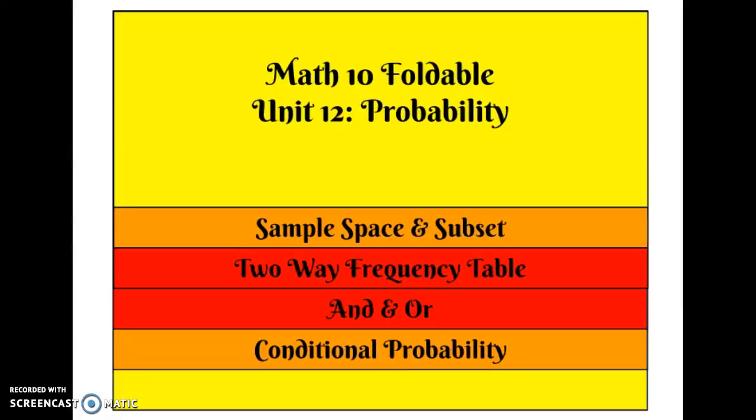Okay, today we're going to talk about our second tab in our foldable on probability, which is Unit 12. And we're going to go ahead and talk about two-way frequency tables. There's three slides. One of them does have a table, so leave a little bit of room for that. And we're basically just going to talk about what a frequency table is and fill one out.